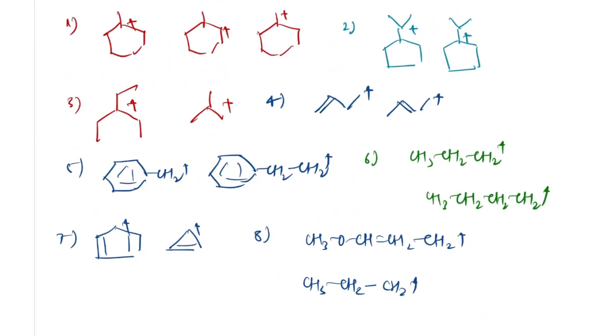Now let's talk about the stability of carbocation. Here we have stability. It is 3 degree, with 9 alpha hydrogens. Here, 2 degree, with 6 alpha. Here, 1 degree, with 3 alpha. So these are the order of stability.